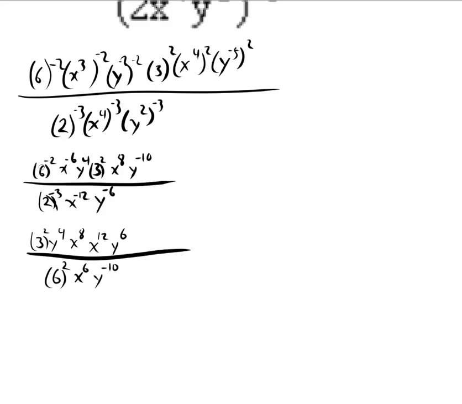Okay, so I did that there. I did the 3 squared, and I need to do this 2 to the negative 3. That's going to move up to the top as well. That's going to be 2 to the 3rd. I'm just going to put it in the front because I like to have my coefficients in the front.